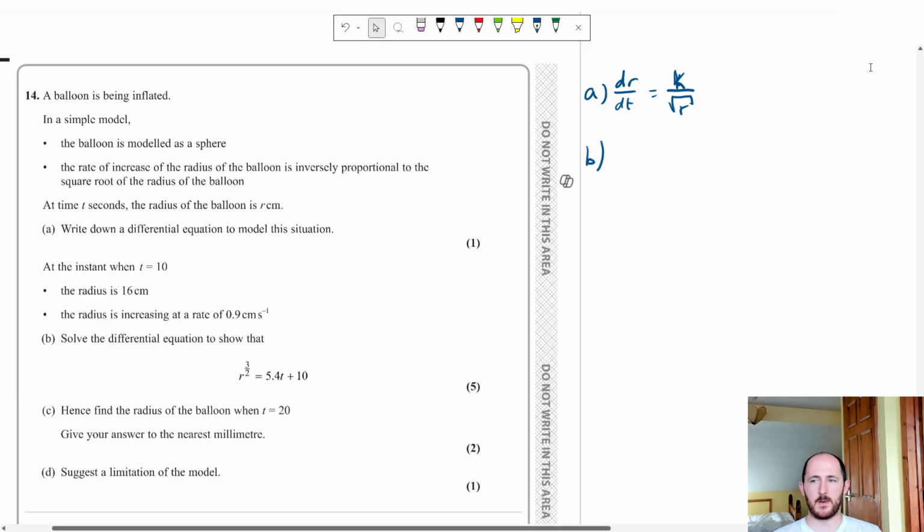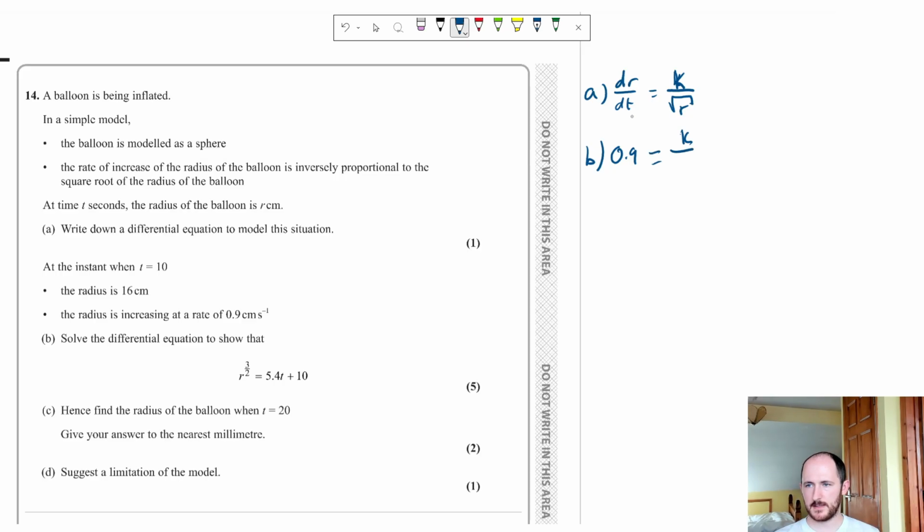So first of all, we can work out what k is, right? The radius is increasing at a rate of 0.9, so that means this is 0.9 when t equals 10, but we don't have t, but it also says the radius is 16, so I can sub that in as well. So that becomes 4, so 0.9 equals k over 4, which means k is equal to 3.6. So that's the first part of the differential equation solved, right?